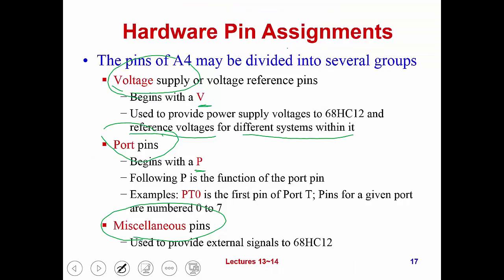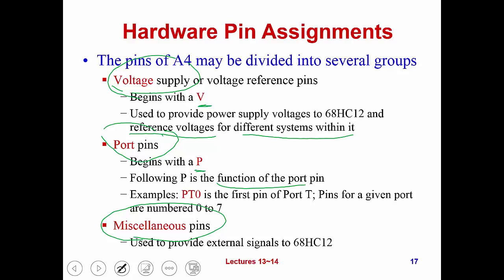Okay, so the following P is what? The letter following P represents the function of the port. Some ports are for input data, some for port T, sometimes for port A. So we need to represent them.